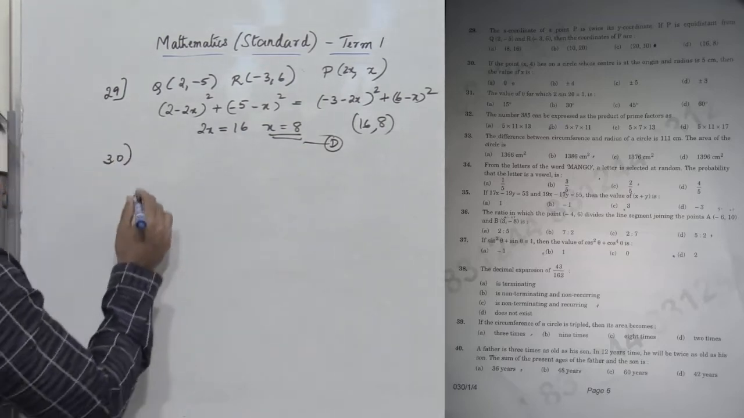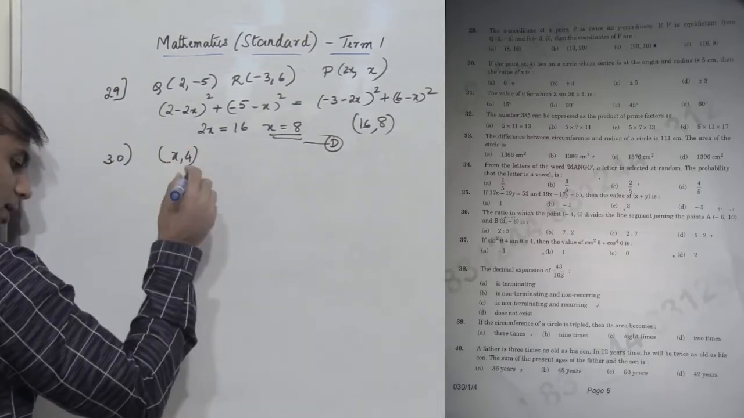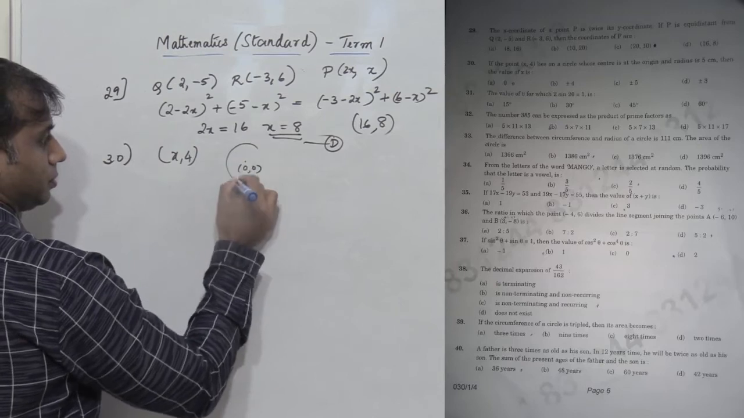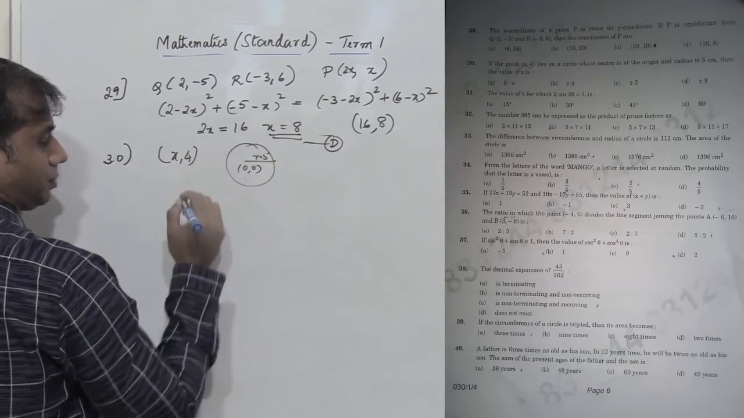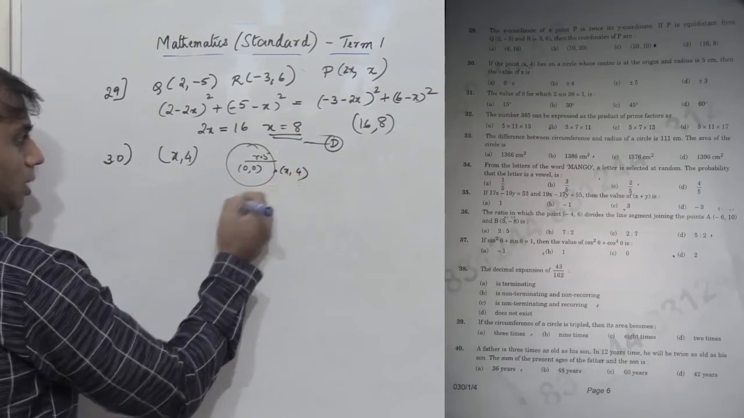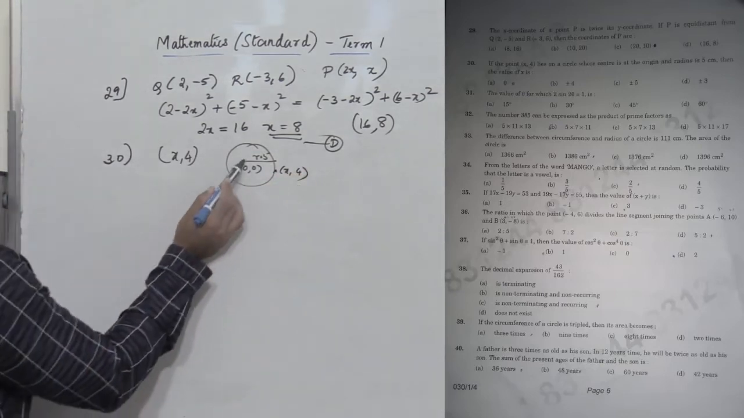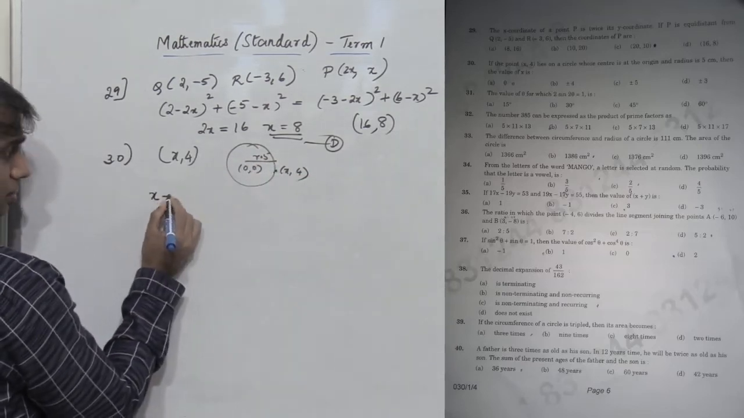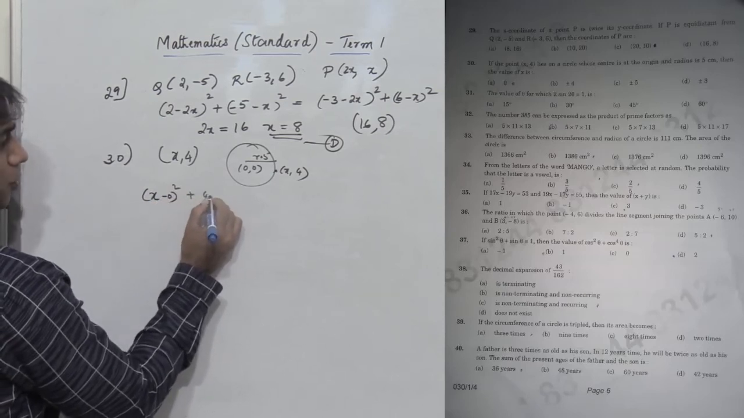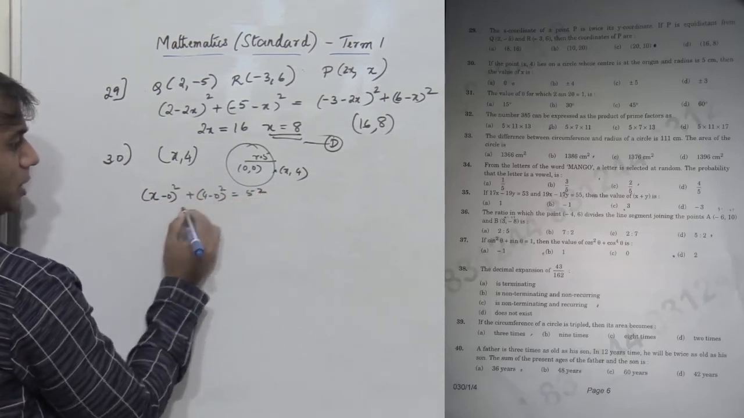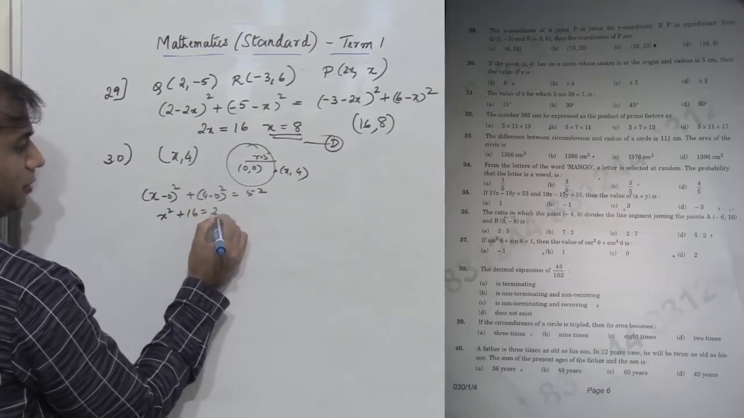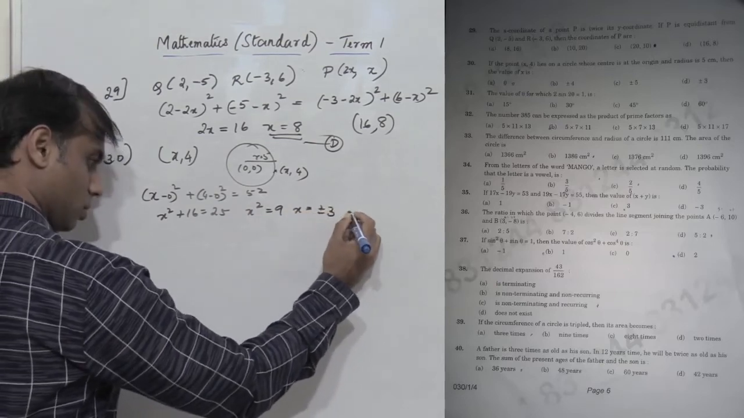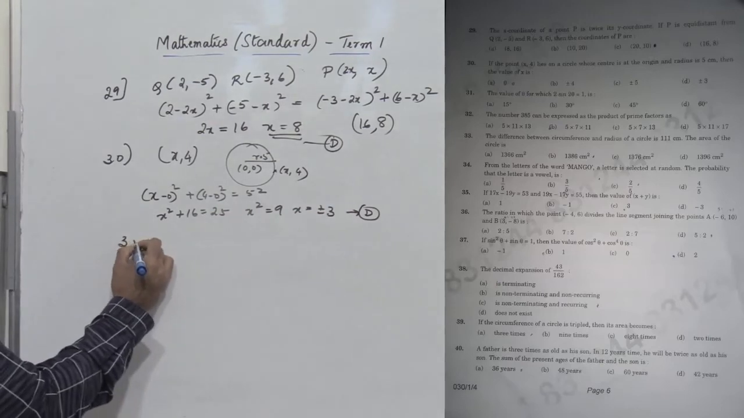30. If (x, 4) lies on a circle whose center is the origin and the radius is 5, I need to find x. If I join these 2 points and find the distance, that will be equal to 5. So (x minus 0) the whole square plus (4 minus 0) the whole square is equal to 5 square. So x square plus 16 equals 25, or x square equals 9, or x is equal to plus minus 3, which is option D.